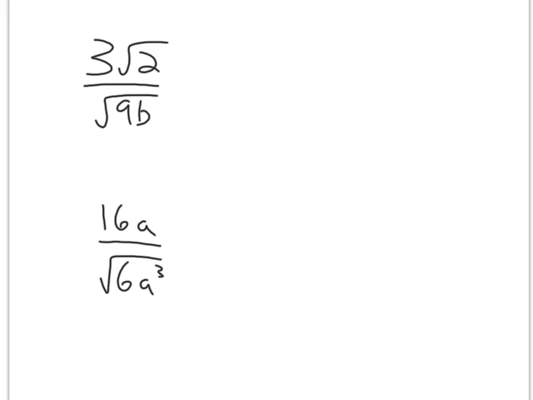Alright, so here we go again. We've got a square root on the bottom. Okay? Now this square root has one perfect square factor but not another. So since there's only one perfect square factor, I'm going to go ahead and just rationalize it to start with. Okay? And I'm going to multiply this by the square root of 9b.